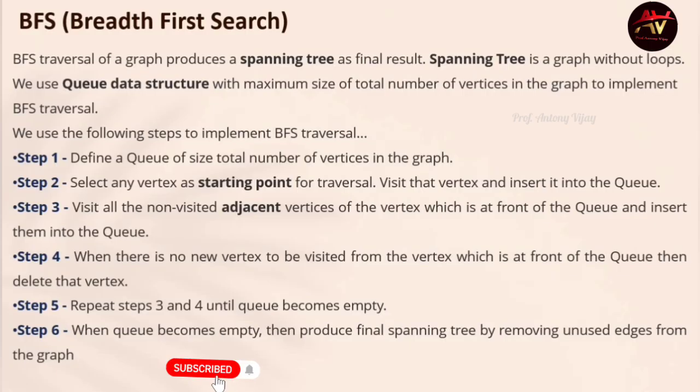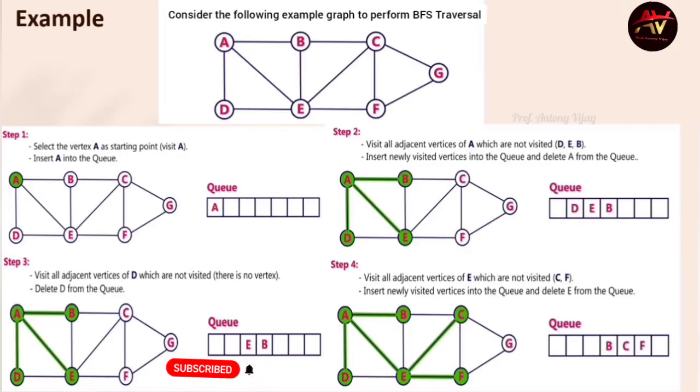Let's have a look at it. Here we have 7 vertices from A to G. Totally we have 7 vertices, so the queue size must be 7 only. First of all, I am going to take the starting vertex as A. It's supposed to be random, so anyone can start from anywhere. Once we have visited A, we insert that vertex into the queue.